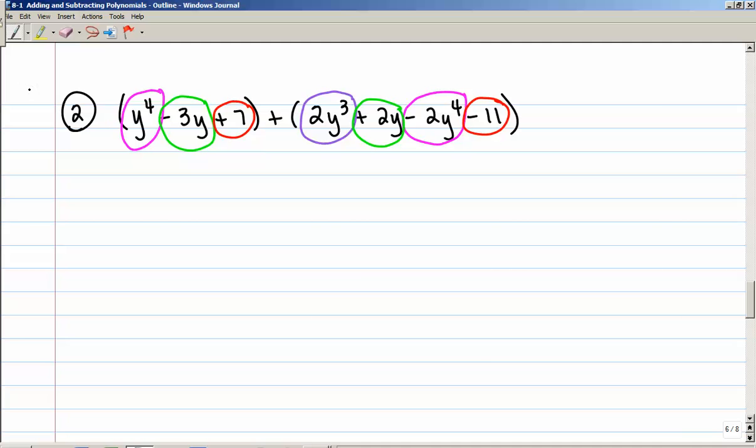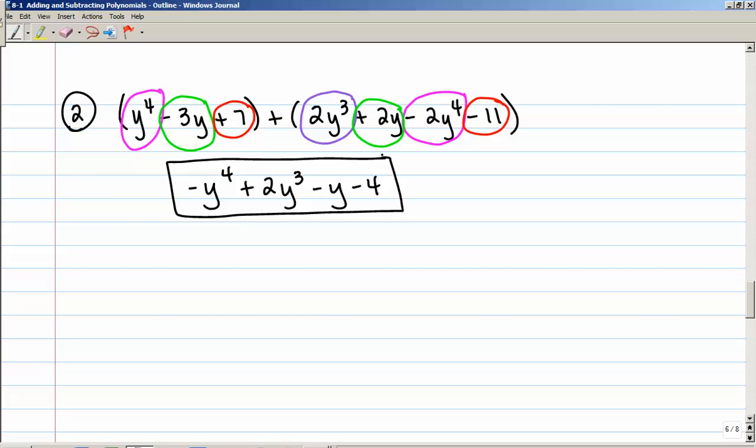Okay, so let's combine our y to the fourth. So I have y to the fourth minus 2y to the fourth. That gives me a negative y to the fourth. Just think of it as 1 minus 2. And then I don't have any y cubes, so I just have a plus 2y cubed. And then looking at the green circled terms, negative 3y plus 2y gives me a negative y. And then my red terms give me a negative 4. So there's the sum of those two polynomials.